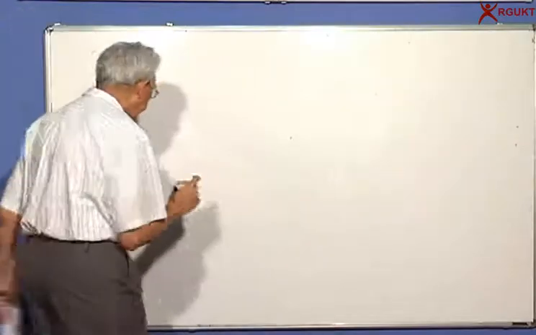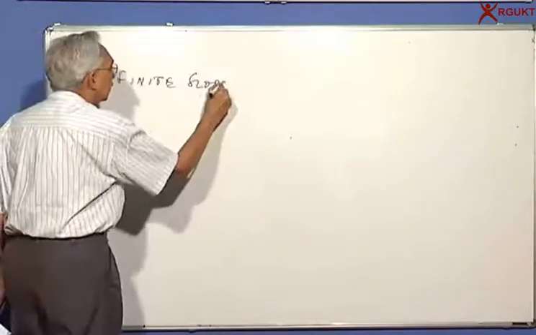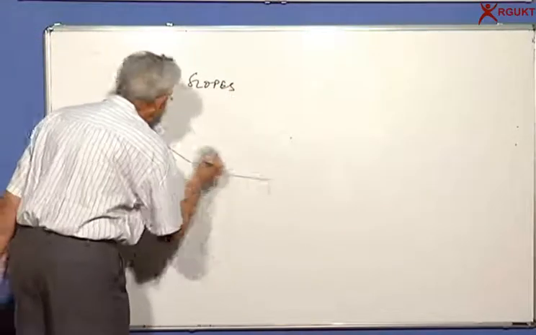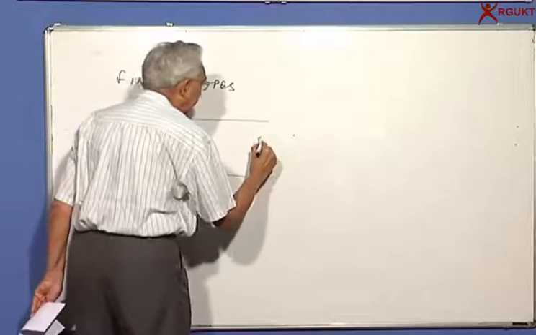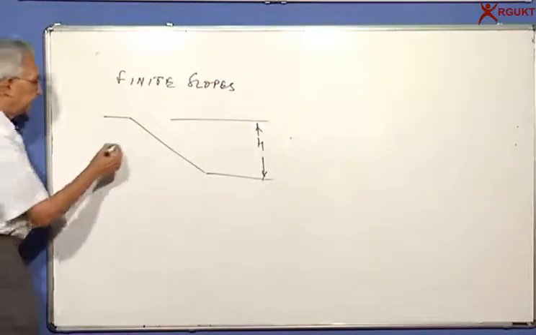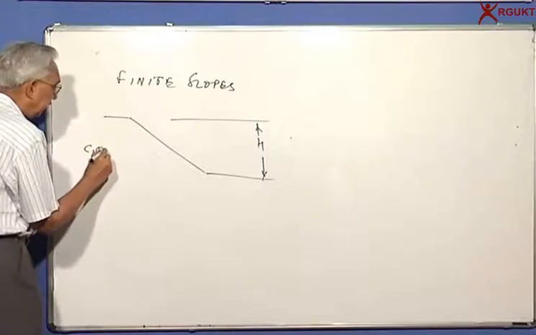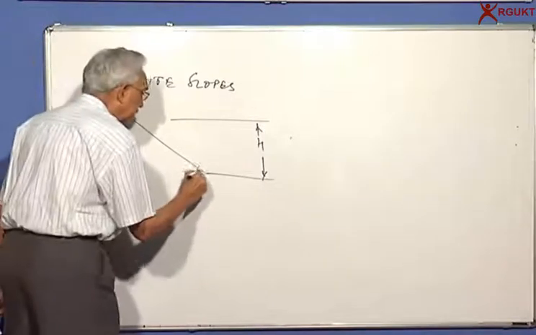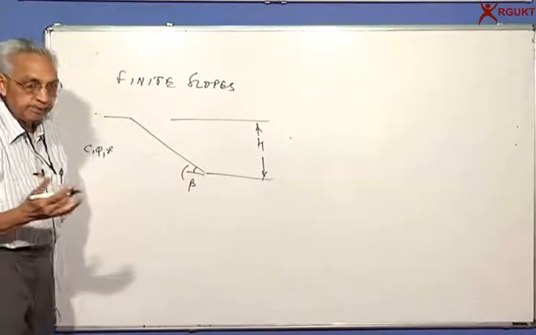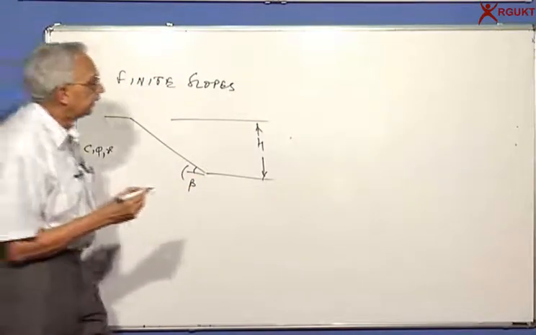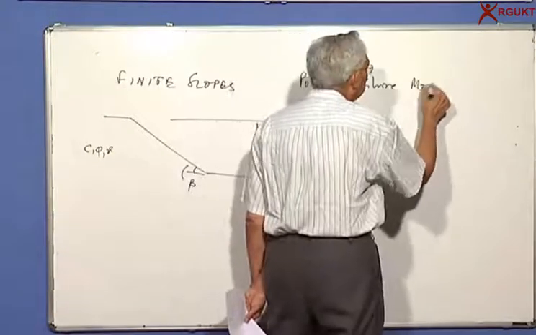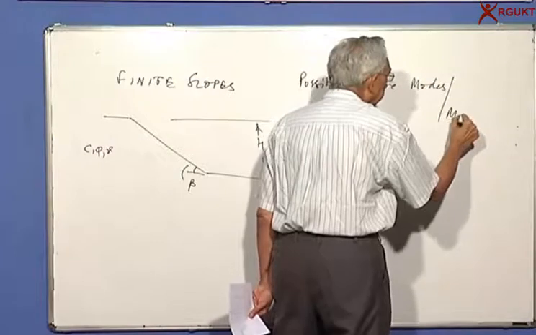Now let's look at finite slopes. Finite slope means we are looking at a given height H from the top to the bottom, and of course the properties here are C, phi and gamma, and the slope angle, as we said earlier, is beta. What kind of things can happen? Let's look at the possible failure modes, or shall we say mechanisms.